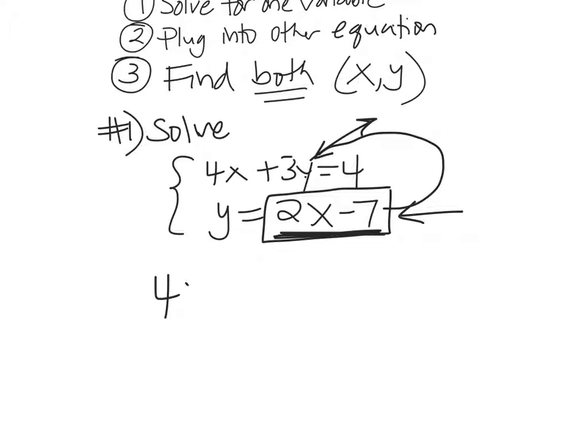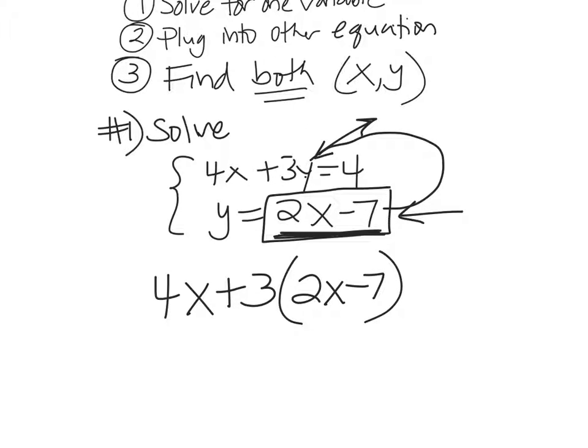Okay, so let's write that. 4x plus 3 times (2x minus 7), and this is equal to 4. The reason we do that is because now we have an equation with 1 variable in it, and we can solve. We spent a lot of time solving these in Chapter 1. You guys should be pretty confident in your solving skills. Are you pretty confident in your solving skills, Peter? Okay. Distribute the 3.